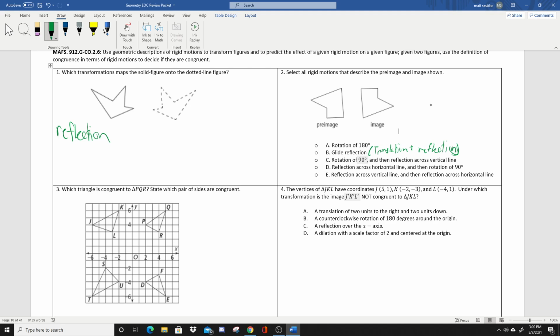Reflection across a horizontal line. You got the top here. Then a rotation of 90. I still don't think that would work, because if you rotate it 90, the flat part would be here, or here. If I reflect it over here, you still have the flat part here. Rotating it 90 would make it here or here.